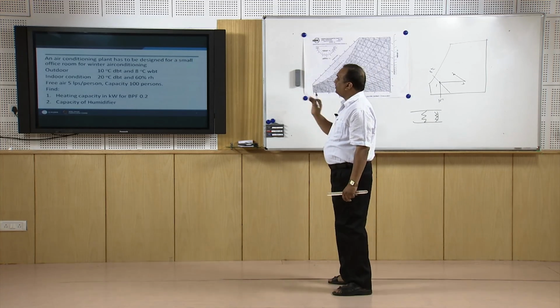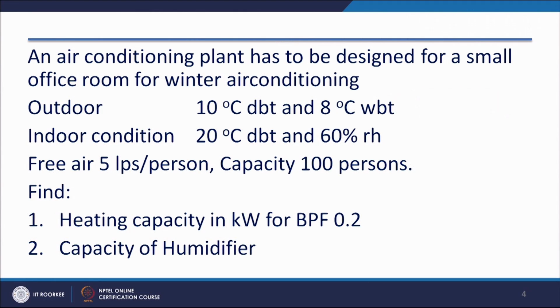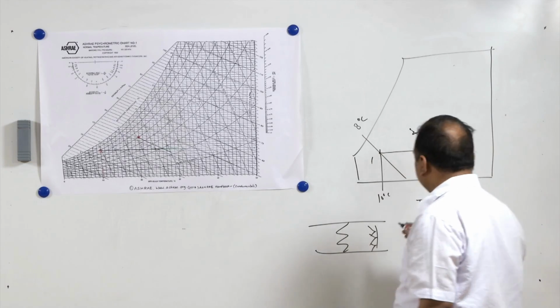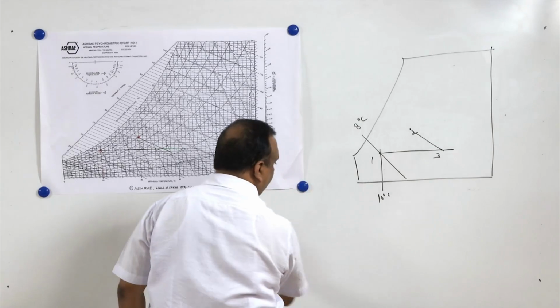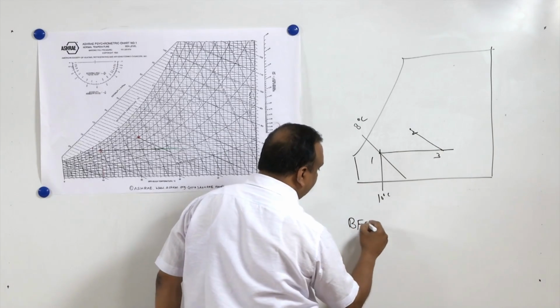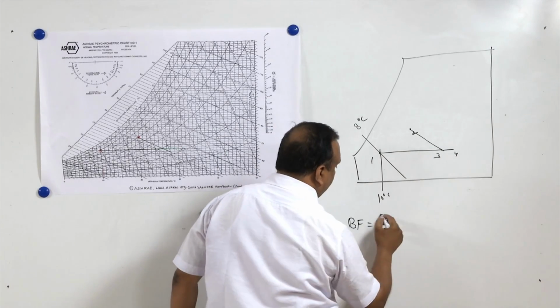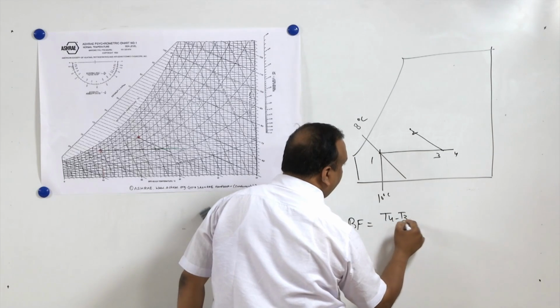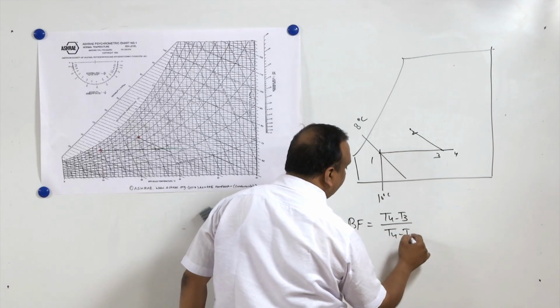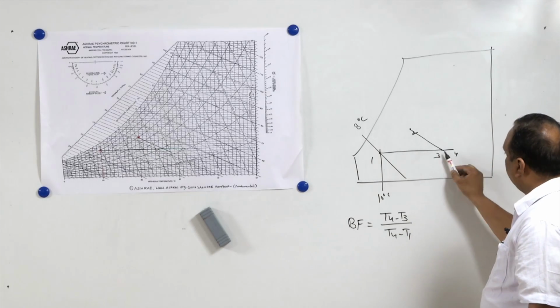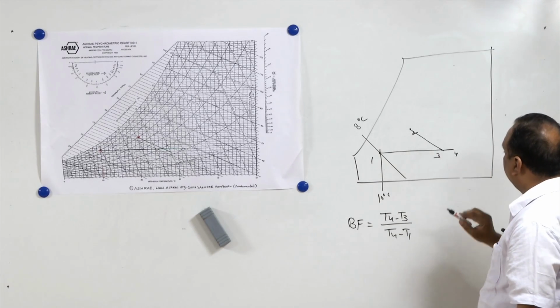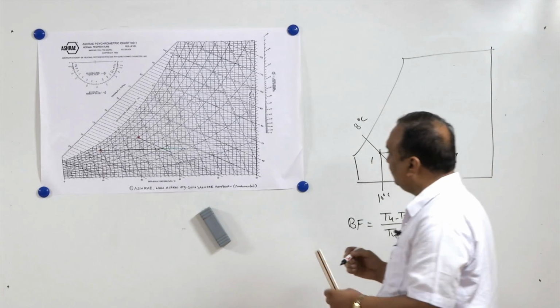it is written bypass factor is 0.2. Bypass factor means there is another state 4 we have to identify. If we consider bypass factor, then bypass factor is T4 minus T3 divided by T4 minus T1, difference divided by maximum. So, this is how we will get the temperature T4.